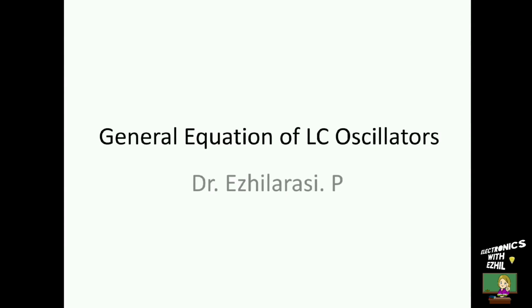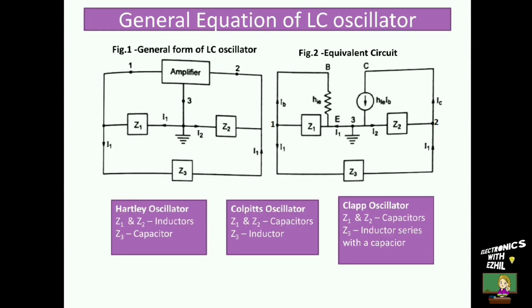Hello students, in this video we will derive the general equation for LC oscillators. Figure 1 shows the general form of an LC oscillator. It comprises an amplifier section and a feedback network. As we discussed in the previous video, the LC tank circuit forms the feedback network in all LC oscillators.